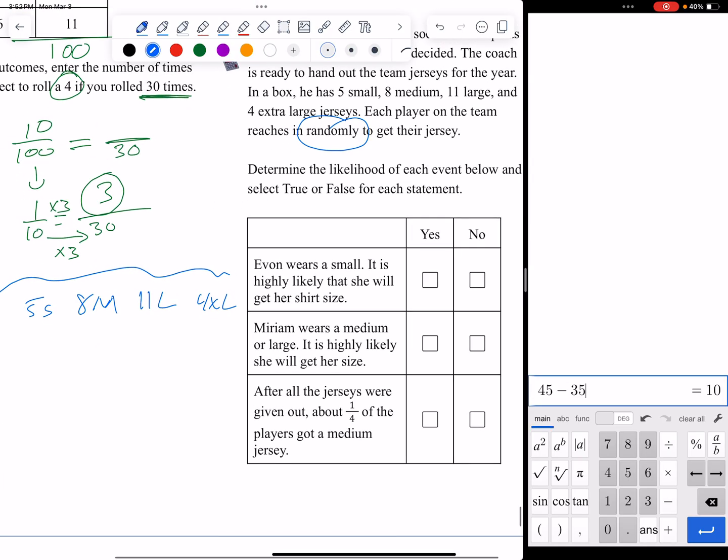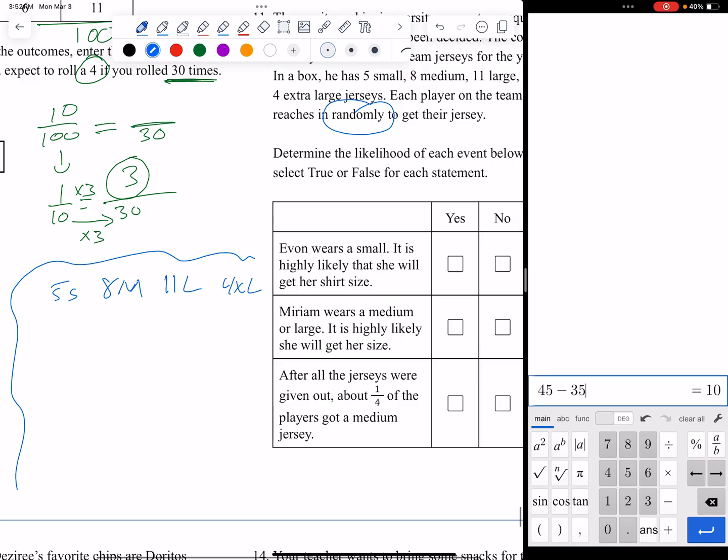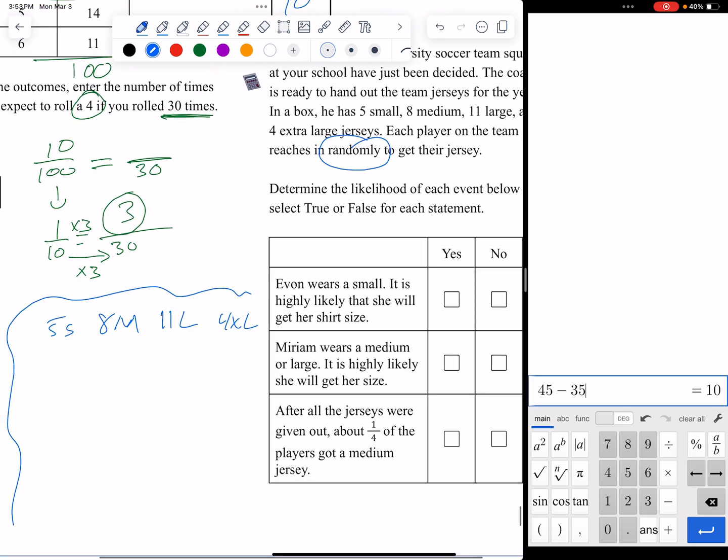Determine the likelihood of each event below and select true or false for each statement. So every time we've done this, we always have a total, right? Anytime you have probability, it has to have a total. So 5 plus 8 plus 11 plus 4, and then I get 28. Does that sound right? Okay, I guess. So it's out of 28.